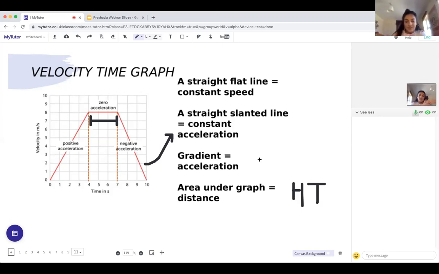Then have a separate poster for the velocity time graph, what all the features mean, color code it, and put them in two separate locations. That's how I would suggest learning these, because it can be very, very confusing if you don't know what the features of the graph mean. Because they're very similar features with very similar meanings, very easy to get confused.